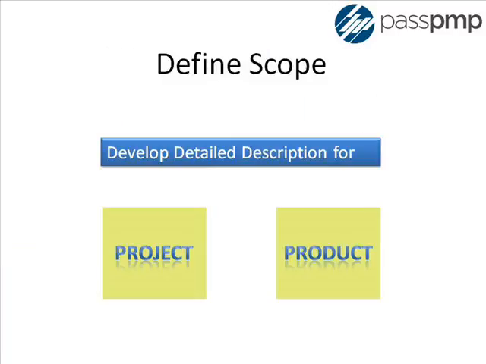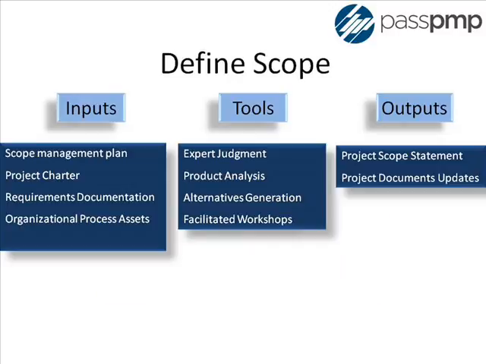The third process is define scope. This is the process of developing a detailed description of the project and product. The key benefit of this process is that it describes the project, service, or result boundaries by defining which of the requirements collected will be included in or excluded from the project scope. The main output of this process is project scope statement.